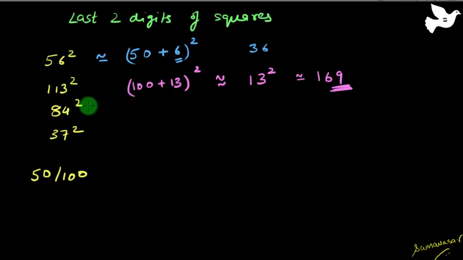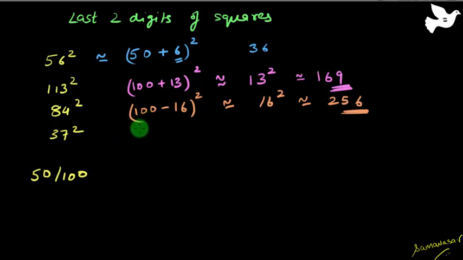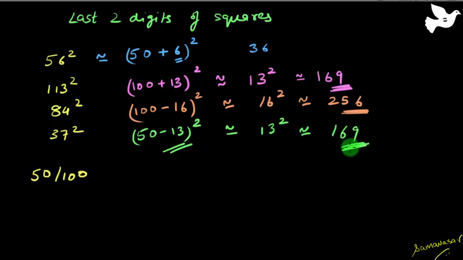Now 84 raised to the power 2. 84 can be written as (100 - 16) square. Again, the last two digits of this will be the same as 16 raised to the power 2. 16 raised to the power 2 is 256. So the last two digits will be 5, 6. 37 square is (50 - 13) raised to the power 2. The last two digits of this expression are the same as the last two digits of 13 raised to the power 2. 13 square is 169. Again, the last two digits are 6, 9.